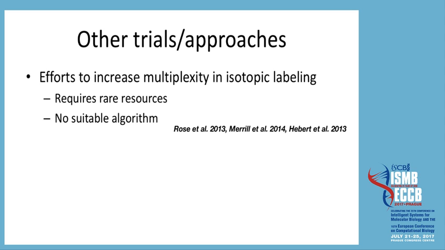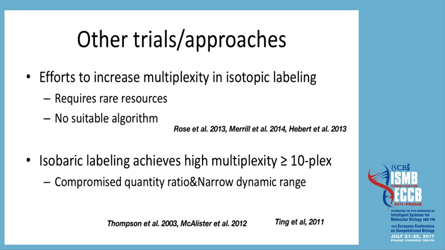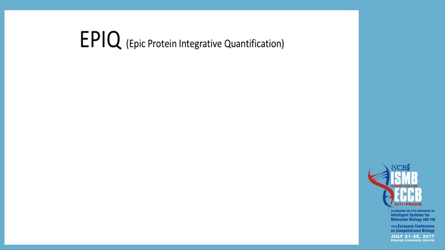On the other hand, there are isobaric labeling schemes such as TMT or iTRAQ achieving high multiplexity. However, they have a major drawback: compromised quantity ratios and quite a narrow dynamic range. The Steven Gygi group reported this problem and suggested a solution using an MS3 step to mitigate it. But the MS3 step is not available for many mass spectrometers, and it also reduces the number of identifications. So in this talk, I introduce EPIQ.